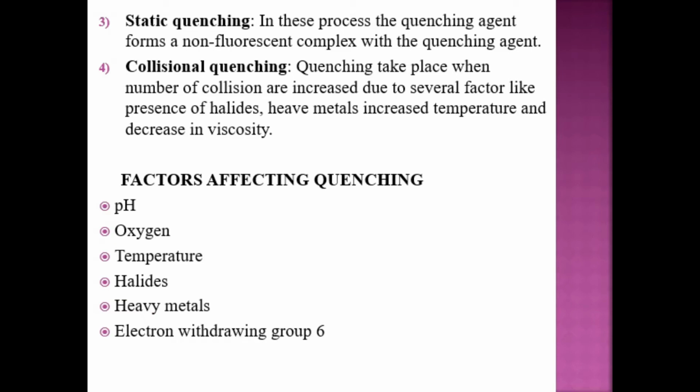The third type is static quenching. In this process, the quenching agent forms a non-fluorescent complex with the fluorescent substance. And the fourth and last one is collisional quenching. Quenching takes place when the number of collisions is increased due to several factors like the presence of halides and heavy metals, an increase in temperature, and a decrease in viscosity.